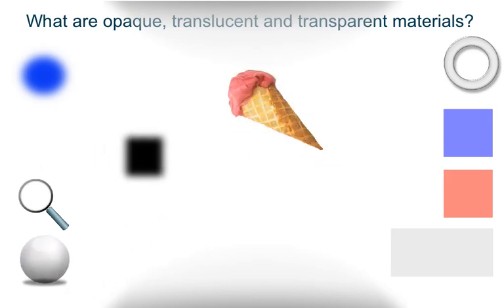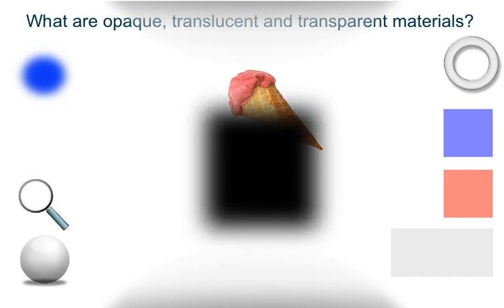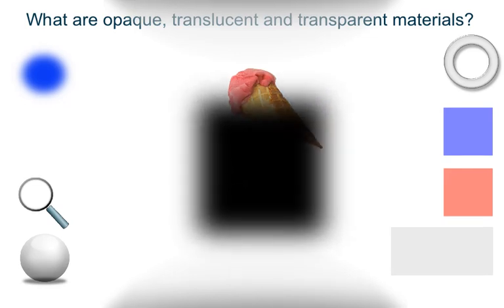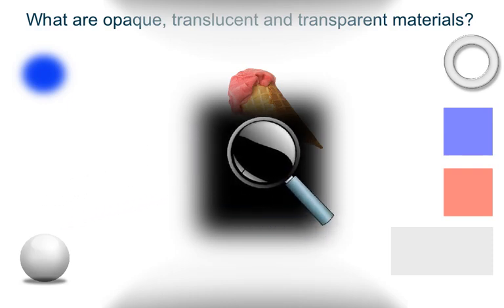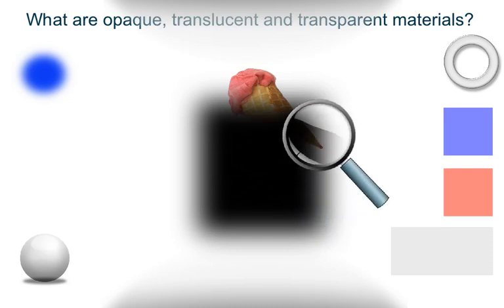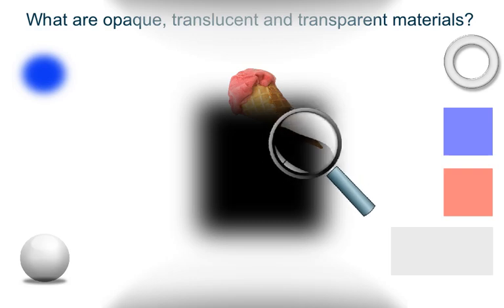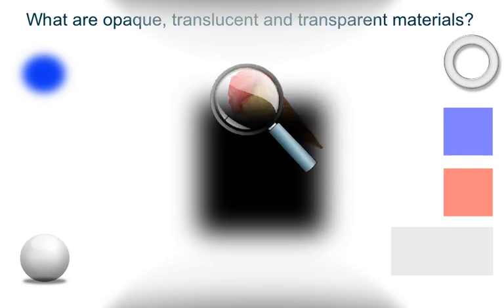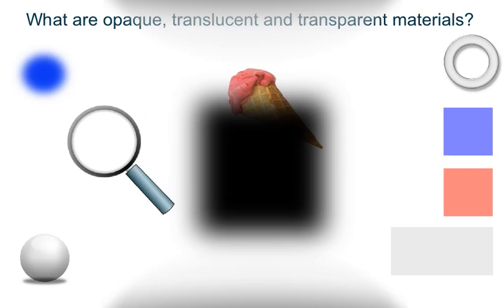I can show this again using some other examples. For example, take a look at this. The part here is opaque, so you can't see the ice cream cone. But the part here you can see a bit of the ice cream cone, so this part is translucent. Same for this part here. And of course here will be transparent. You can see from the magnifying glass, which is made of a transparent material, so you can see the ice cream cone very clearly.